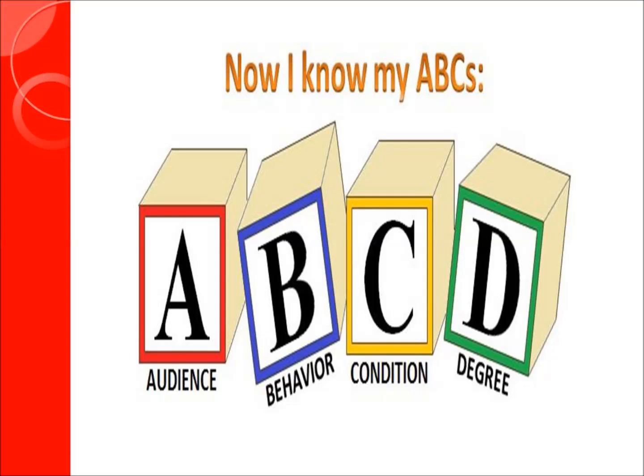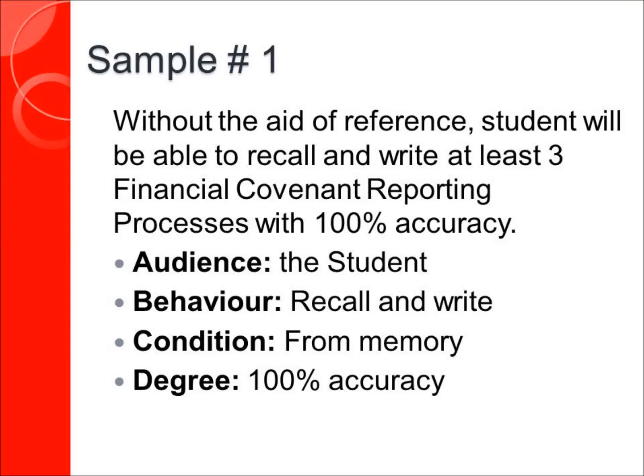Let us now look at a few samples. Sample 1. Without the aid of reference, student will be able to recall and write at least 3 financial covenant reporting processes with 100% accuracy. Audience, student; behavior, recall and write; condition, from memory; and the degree, 100%.